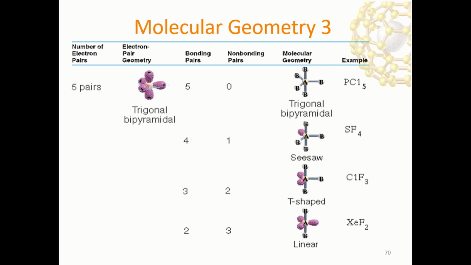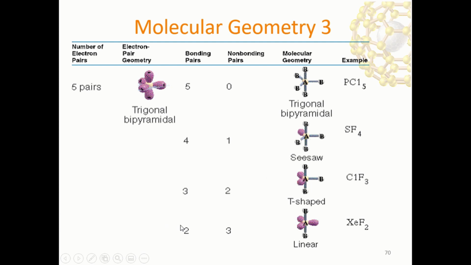Now looking at 5 pairs, this is a trigonal bipyramidal. So what we mean by this for the electron pairs is you have a triangle but here's like the top of a pyramid almost, and here's almost like an upside down pyramid. So trigonal, 3, bipyramidal, 2 pyramids. If all 5 are bonding, then the molecule is also trigonal bipyramidal. If 4 of these are bonding and 1 is non-bonding, you get something called a seesaw shape. If 3 are bonding and 2 are non-bonding, then you get T-shaped.